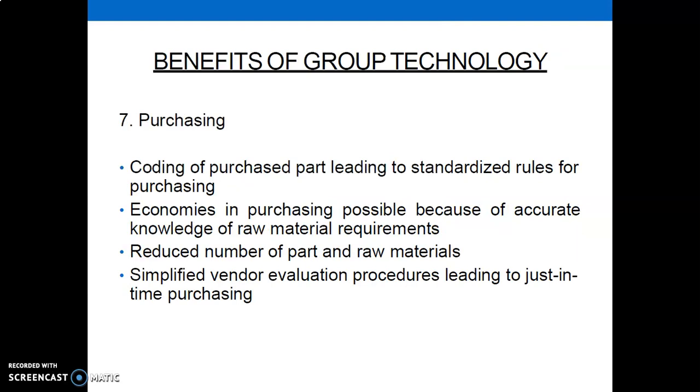Seventh is purchasing. Coding of purchased parts leads to standard rules for purchasing. Actually, you can see the purchasing department comes first when we start the manufacturing. They will give our raw material to the production shop, and they will start to do the machining. Then what are we doing? In the starting, we are providing the code to the material, and that is trackable actually.